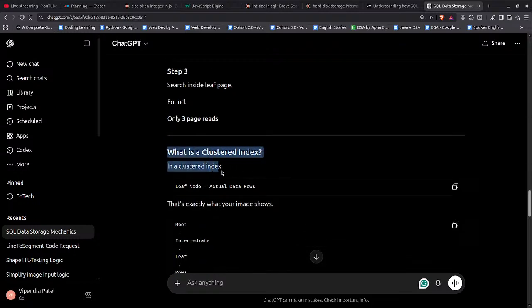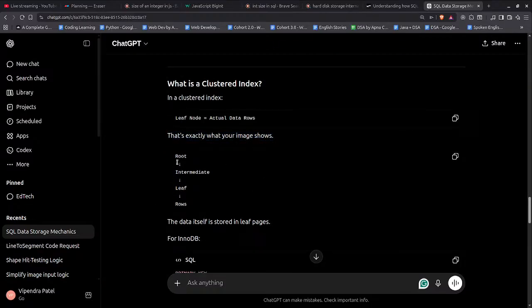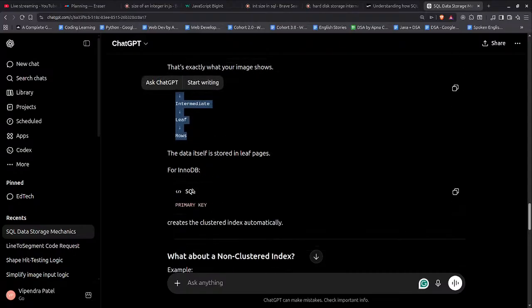What is a clustered index? In a clustered index, the leaf node is going to be the actual data rows. That's exactly what your image shows. So root, intermediate, leaf and rows. The data itself is stored in leaf pages.